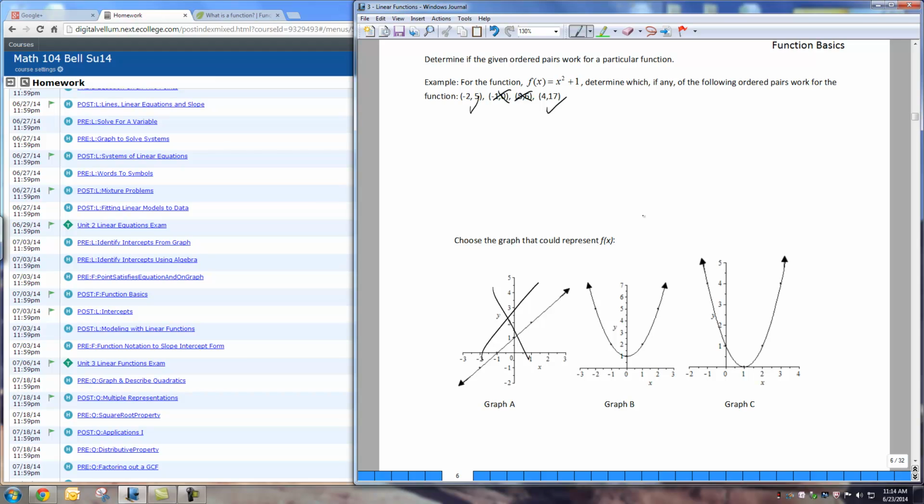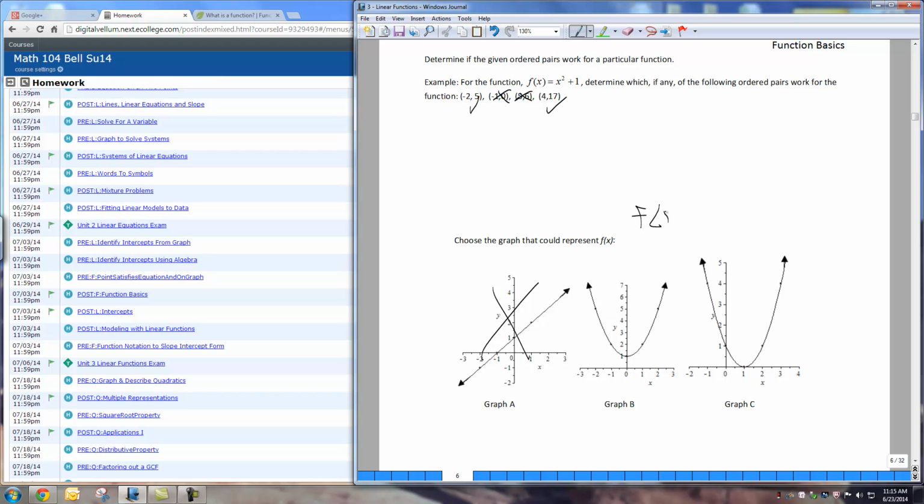Let's not try 0, because when x is 0, y is 1 on this graph, and the same thing with this graph. Let's try a point where they differ. Notice when x is 1, this one's equal to 2. This one, when x is 1, it's equal to 0. So let's plug in 1.